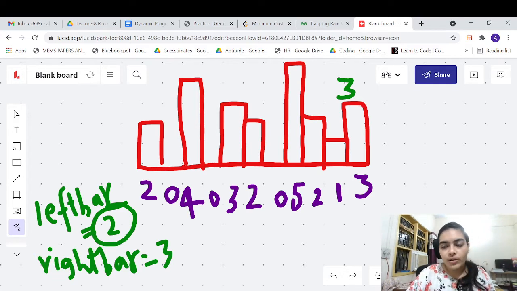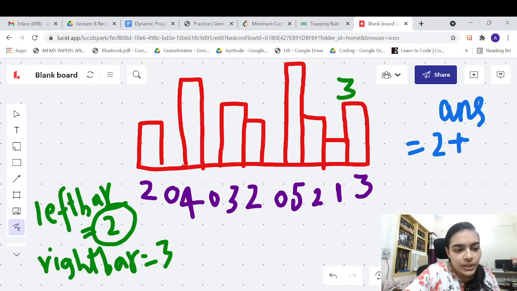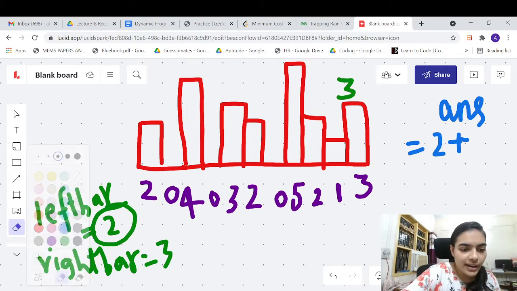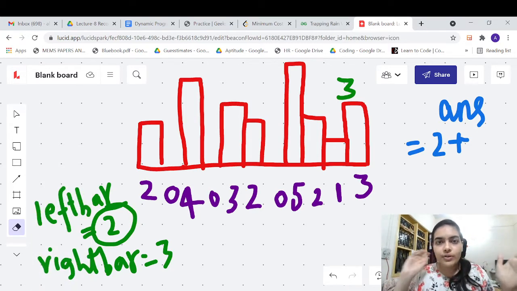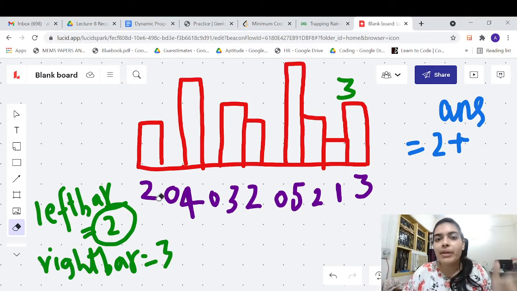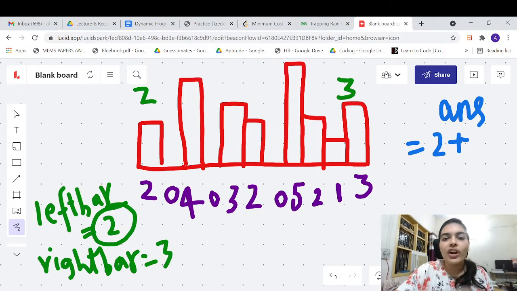So we can keep an answer variable and keep on adding to the answer. But let's just build the logic. Till now it can store 2 level of water. Now, this 0 is a bar having height less than 2. Till now, what is the maximum left that we saw? It is still 2, because 0 is smaller than 2.